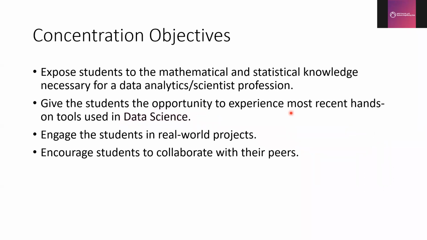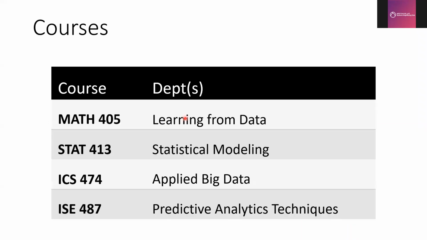Now, let us look at the courses in the data science concentration. These are the 4 courses. One of the courses is from our department, and the other 3 are from different departments. And these are the courses: Math 405, Stat 413, ICS 474, and ISC 487. Let us start with the first course, Math 405, Learning from Data.